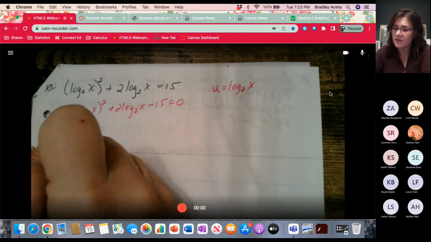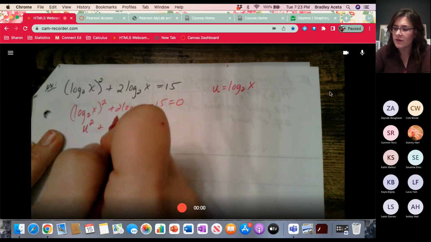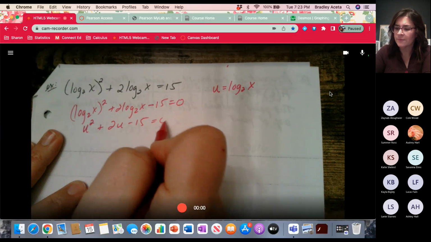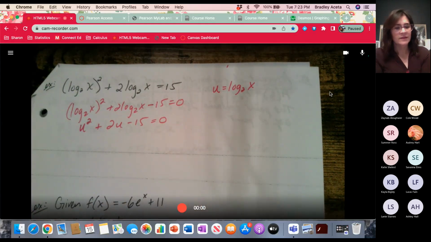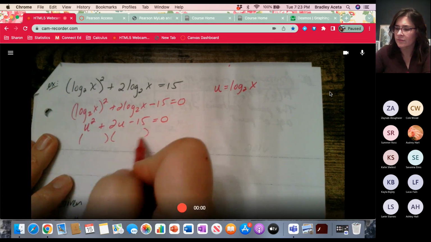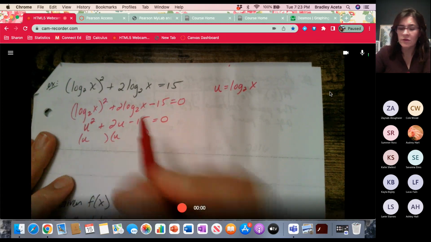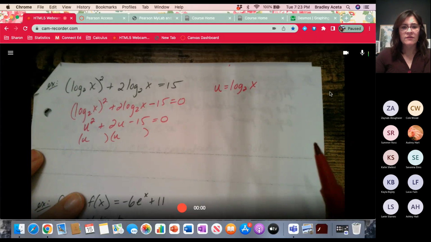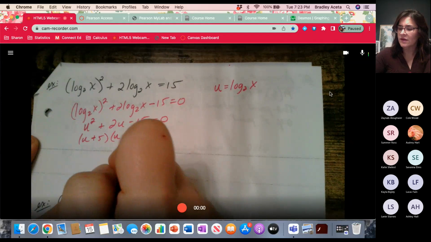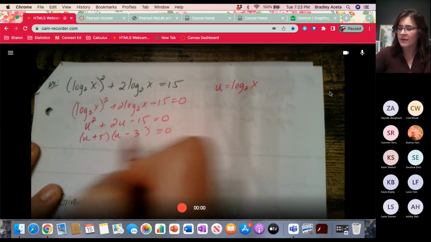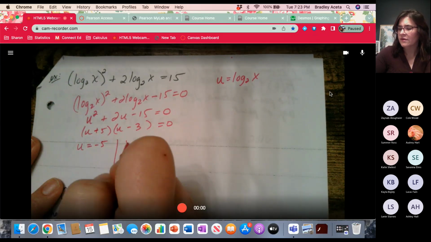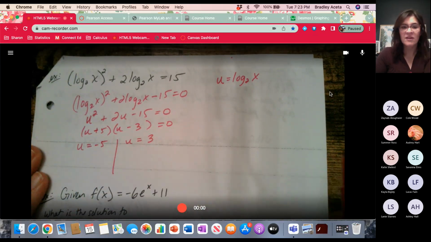So the first term would be u squared, and the middle part would be 2u minus 15. Let's go through this again. Let's factor this. U and u, two numbers that multiply to negative 15 but add to 2 would be positive 5 and negative 3. So u is going to be equal to negative 5 and u is going to equal 3.